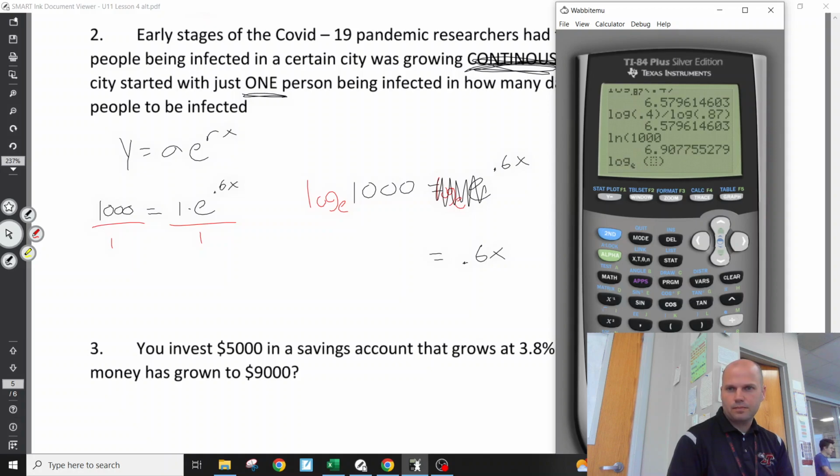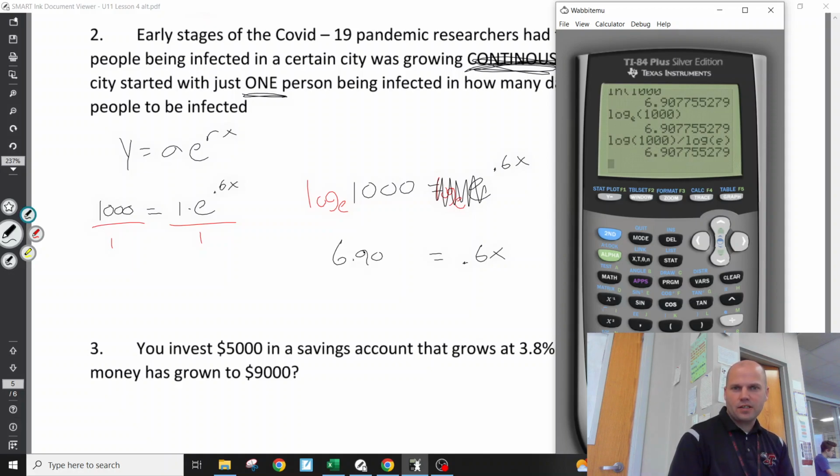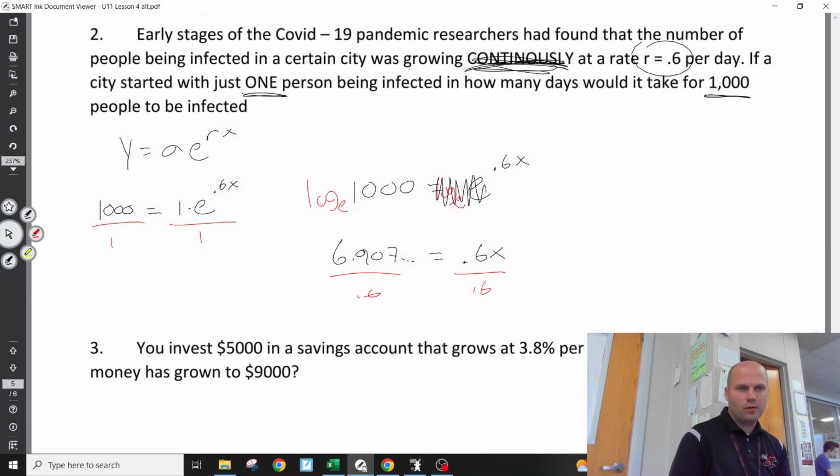It's over the division symbol. If you have an older calculator, you need to do e to the first. You could also do log 1,000 divided by log e. Keep that entire number, 6.907 dot dot dot. I need to then solve for x by dividing by 0.6. That gives 11.512.